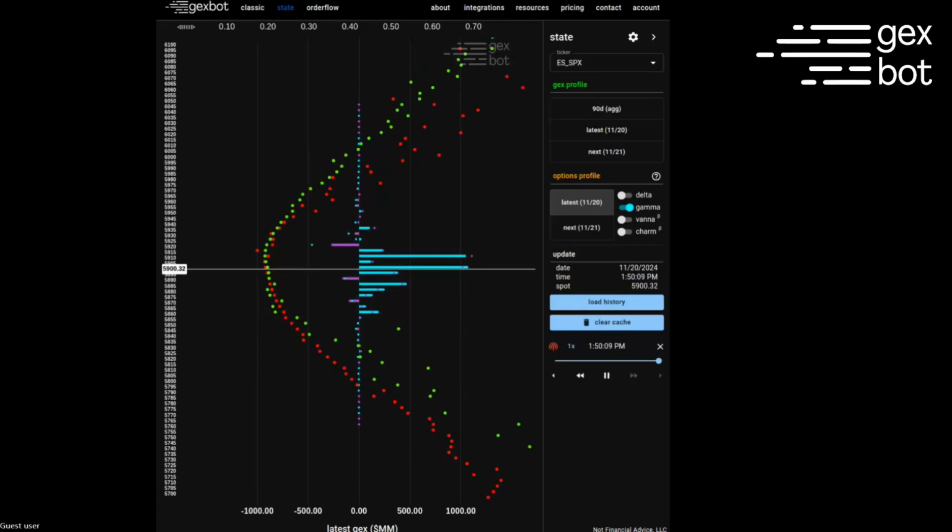Because when that volatility skew is flat, it's when you see the market just go down or just go up very aggressively.